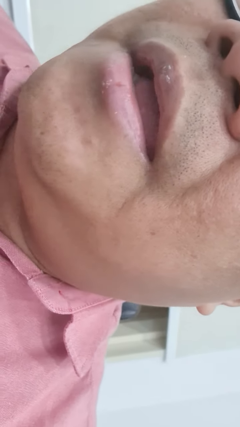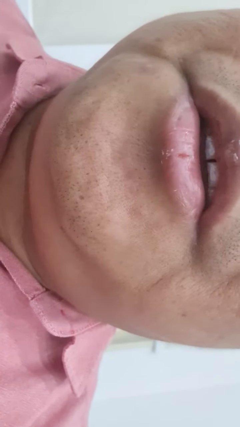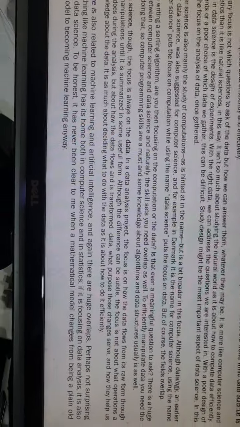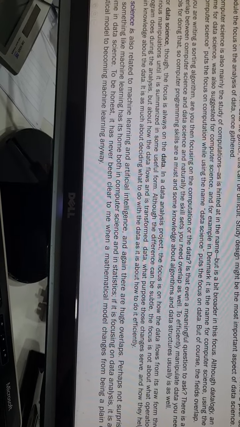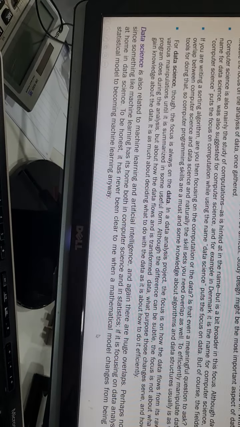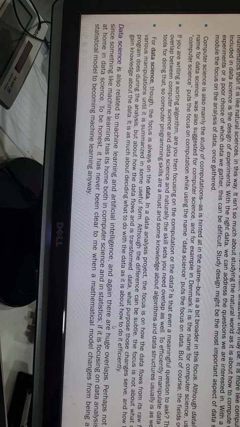Data science is also related to machine learning and artificial intelligence, and again, there are huge overlaps. Perhaps it is actually not surprising, since something like machine learning has its home both in computer science and in statistics if it is focusing on data analysis. It is also at home in data science. To be honest, it has never been clear to me when a mathematical model changes from being a good old statistical model to becoming machine learning in any way.